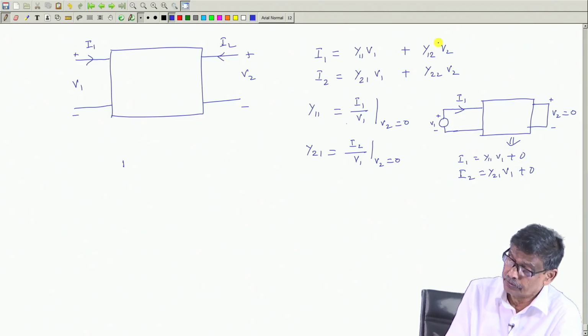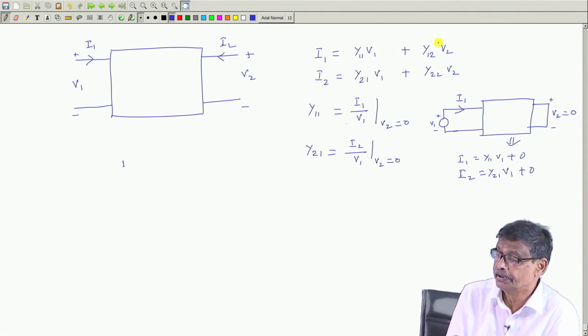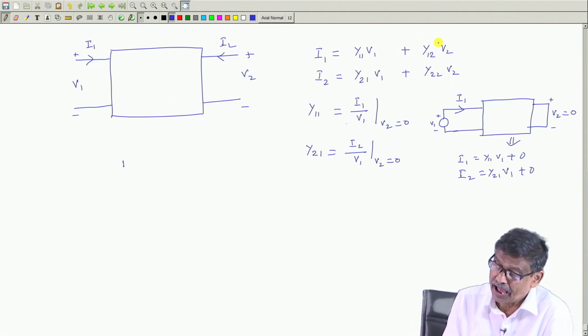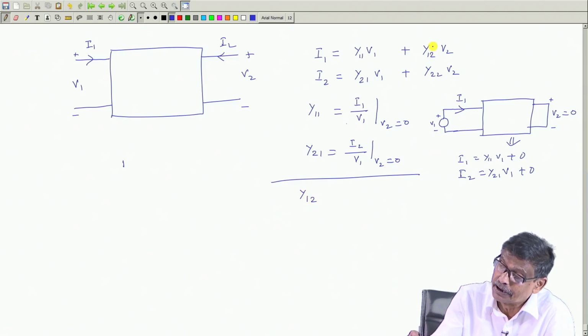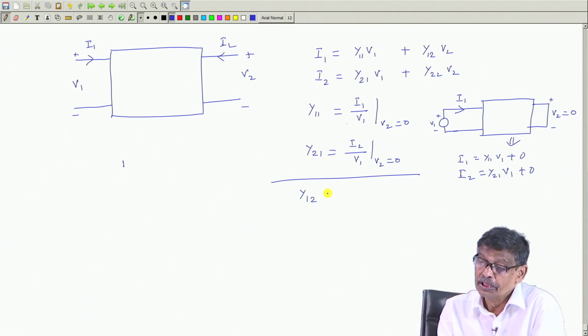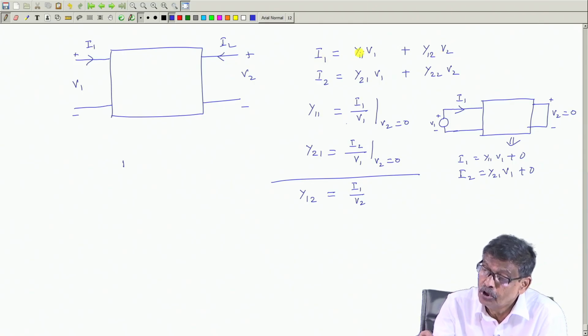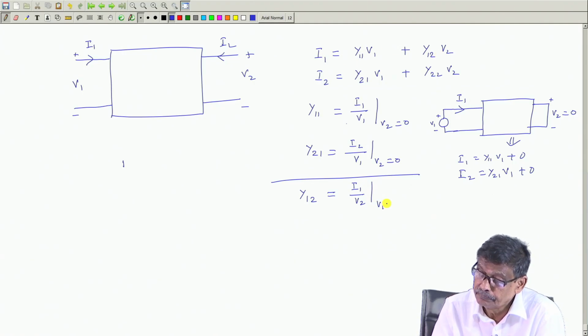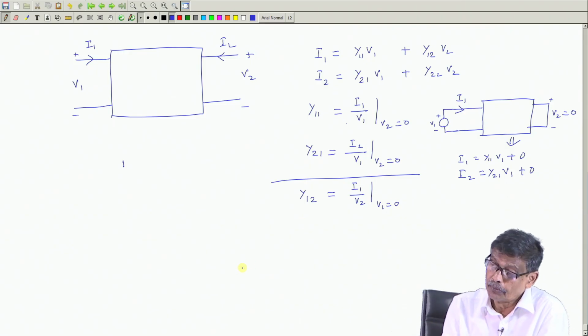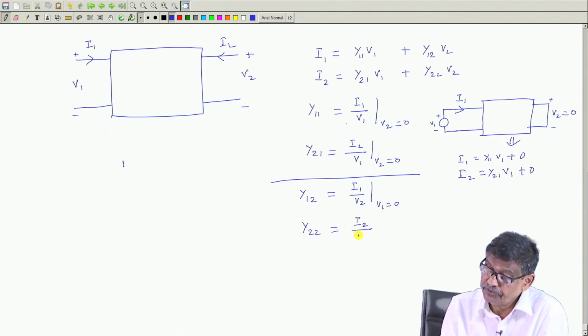Similarly, you now know better than me perhaps, if you are following me truly. What about Y 1 2? How to find out this parameter? Y 1 2 can be written as I 1 by V 2. It will indeed be I 1 by V 2 provided V 1 is equal to 0, and Y 2 2 will be I 2 by V 2 with V 1 equal to 0.